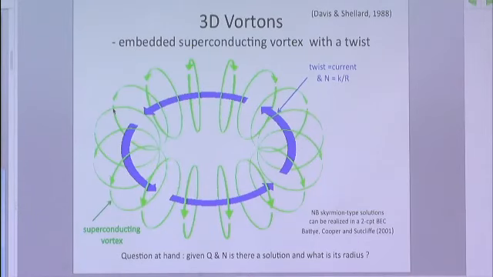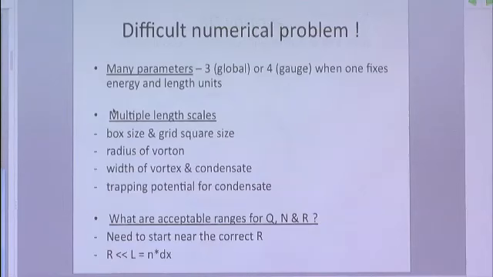Now there's actually an analogous paper we wrote some time ago about trying to do this in a Bose-Einstein condensate as well. It's actually quite a difficult numerical problem because there are many parameters in the theory. There are 3 in the global theory and 4 in the gauge theory, and in order to create a stable solution, we're going to do all this numerically, so you have to fit it in the box. You have to make all your core widths and things like that inside the resolution. So you've got the radius of the Vorton, the width of the vortex and the condensate, and the trapping potential for the condensate. And you've got to make them all nicely aligned in your box so that you can find solutions. So in order to do this, you have to start quite close to the right radius, which of course has to be inside your box as well.